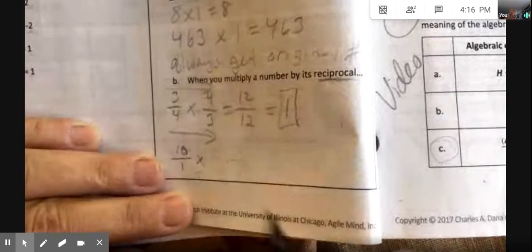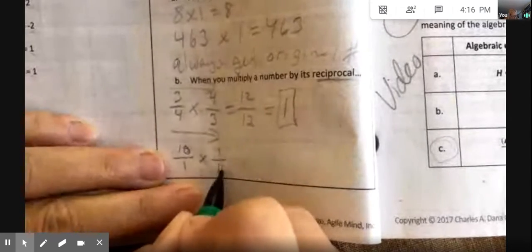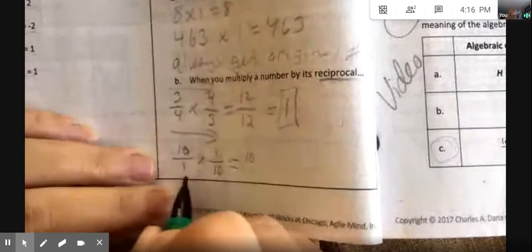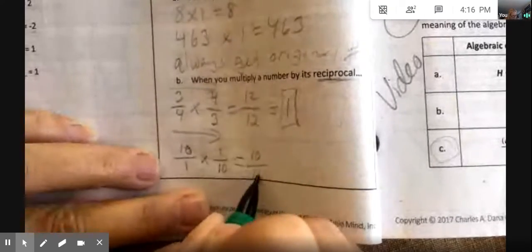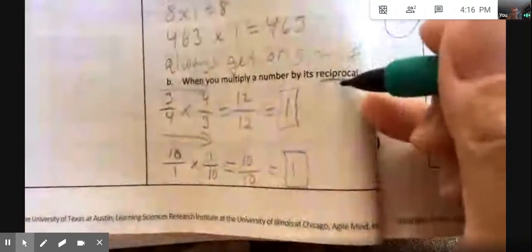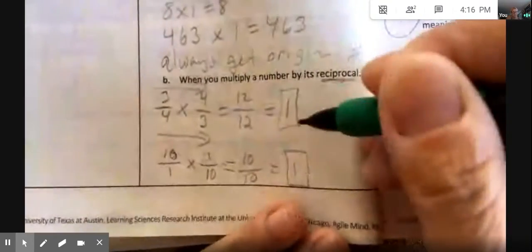So remember, you're flipping it. 1 goes on top, 10 goes on bottom. 10 times 1 is 10. 1 times 10 is 10. And 10 divided by 10 is 1. So whenever you multiply a number by its reciprocal, you will always end up with 1.